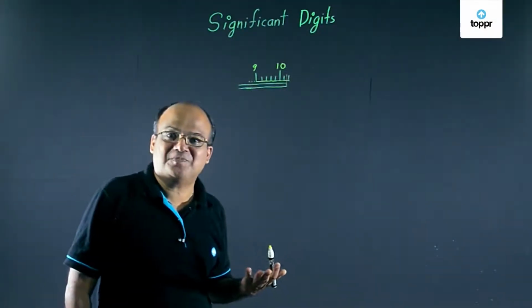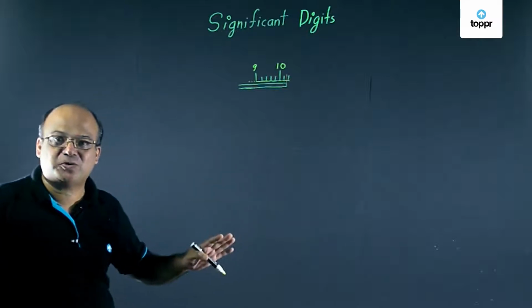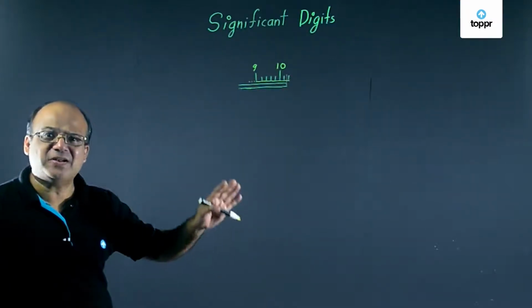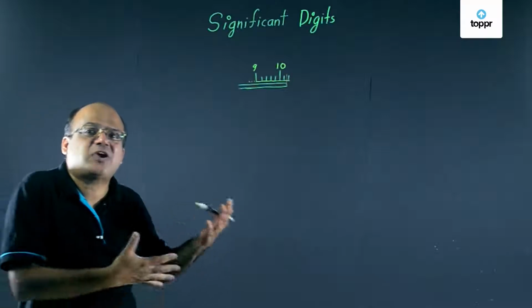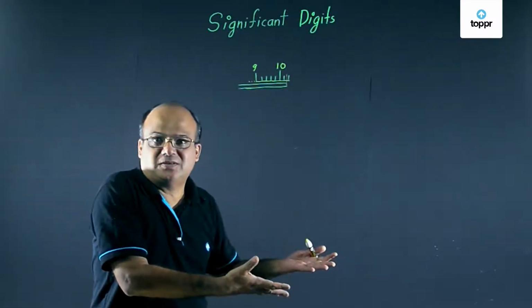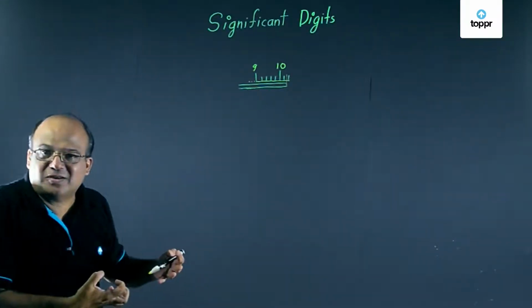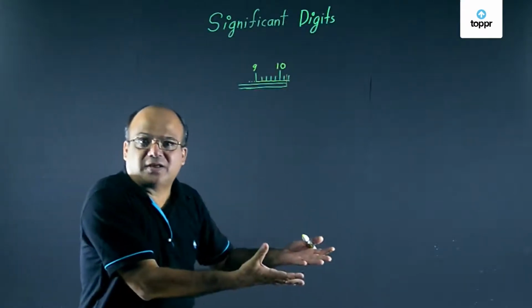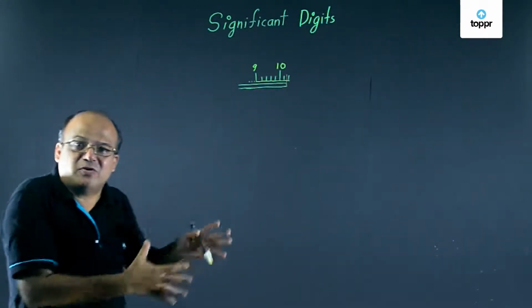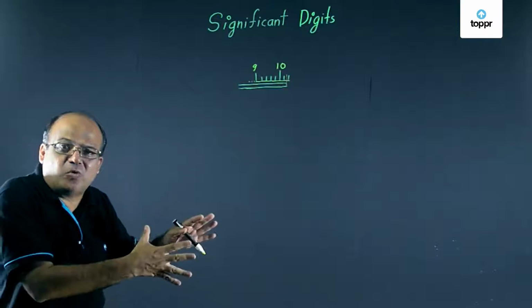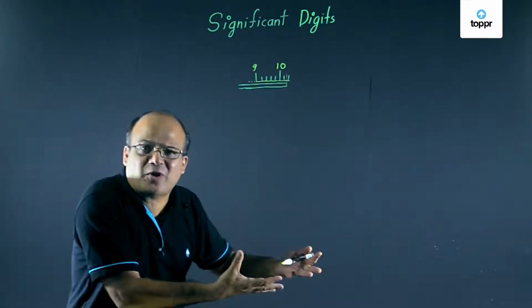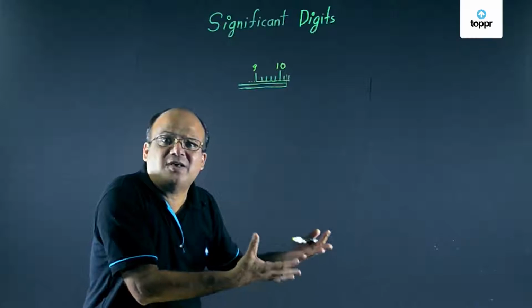In this video, we are going to learn about significant digits. Significant digits tell us the accuracy of a measurement. You do some measurement, you make some calculation, and you report a reading. The person reading your result must know how accurate your readings are, up to how many decimal points, how accurate is the reading.